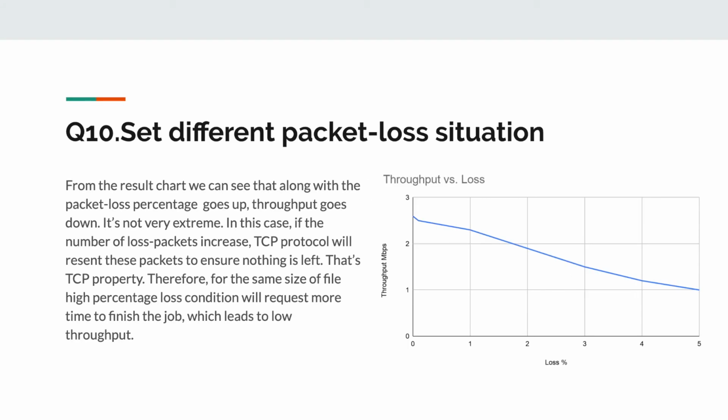So question 10, set different packet loss situations. In this part, we found the relationship between packet loss and throughput. As we can see from the result chart, as the packet loss percentage goes up, throughput goes down. It's not very extreme. If the number of lost packets increases, the TCP protocol will resend these packets to ensure nothing is left. That's a TCP property. Therefore, for the same file size, a high percentage loss condition will require more time to finish the transfer job, which leads to low throughput.